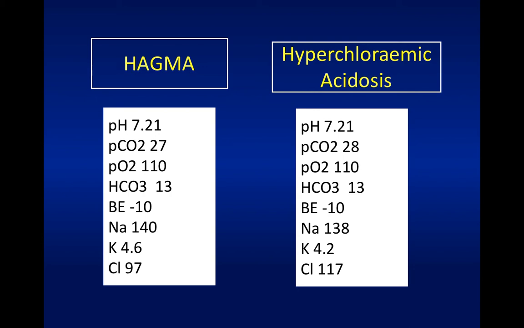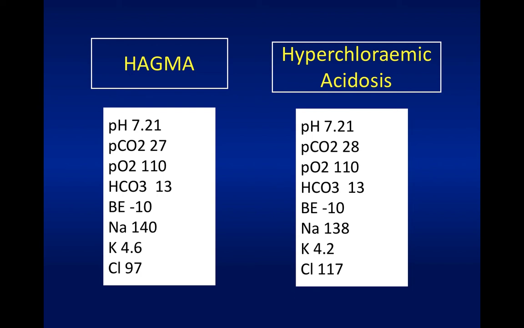And so same again, pH indicates an acidemia. The CO2 is low, indicating respiratory alkalosis, and the bicarbonate is low, and the base excess is -10. Both of those fit with primary metabolic acidosis occurring.